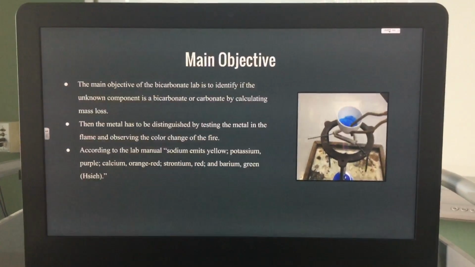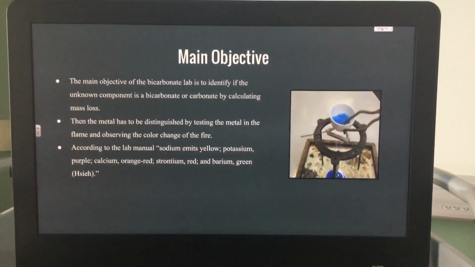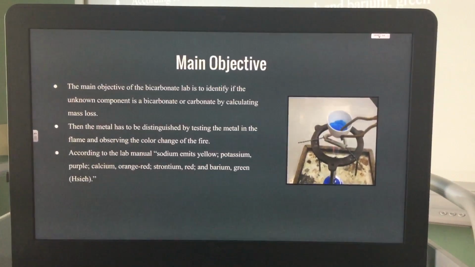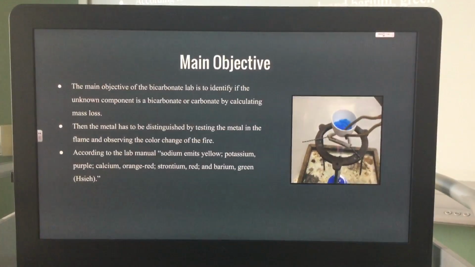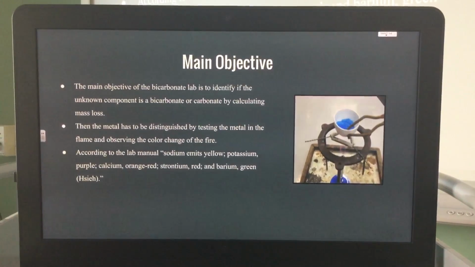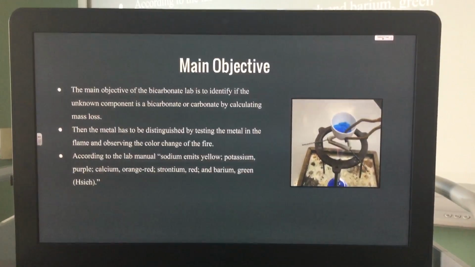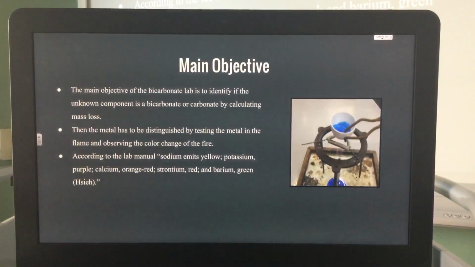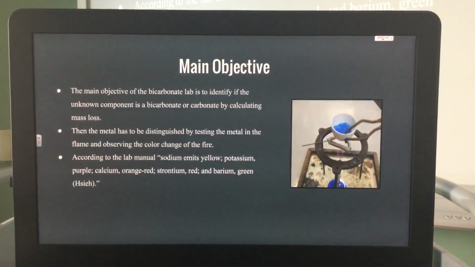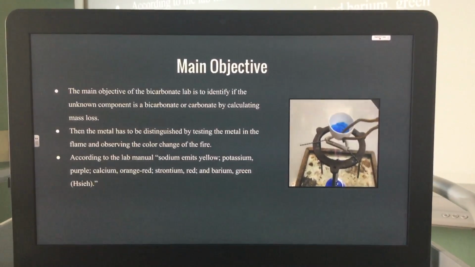The main objective of the bicarbonate lab is to identify if the unknown compound is a bicarbonate or carbonate by calculating mass loss. Then the metal has to be distinguished by testing the metal in the flame and observing the color change of the fire. According to the lab manual, sodium emits yellow, potassium purple, calcium orange-red, strontium red, and barium green.